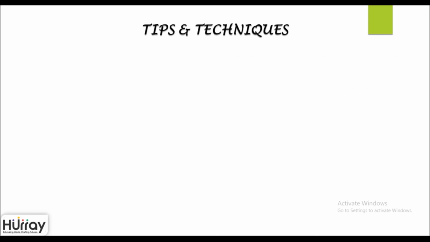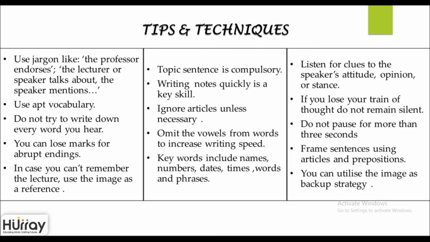Here are some tips and techniques to do this task properly. Use jargon like the professor endorses, or the lecturer or speaker talks about, or the speaker mentions. Use apt vocabulary. Do not write down every word you hear. You can lose marks for abrupt endings. In case you can't remember the lecture, use the image as a reference. Topic sentence is compulsory. Writing notes quickly is a key skill, so work on that.